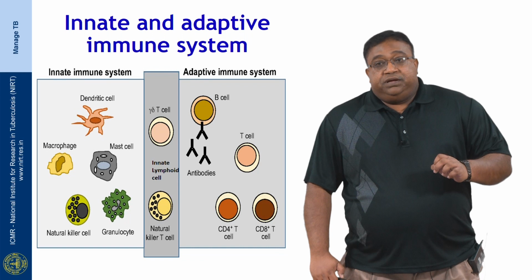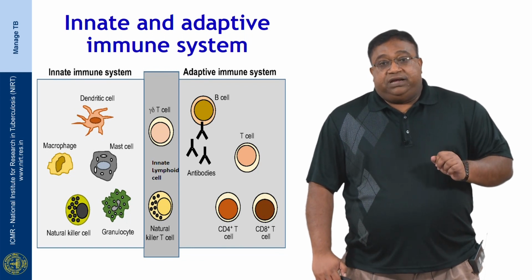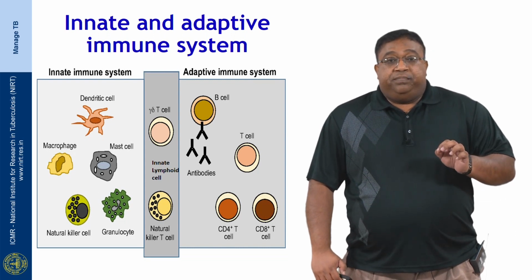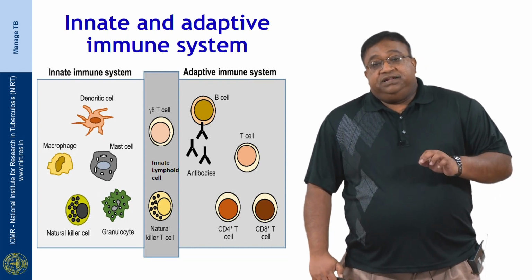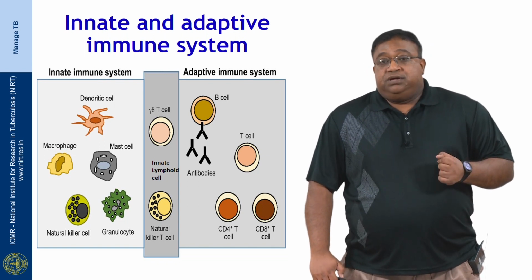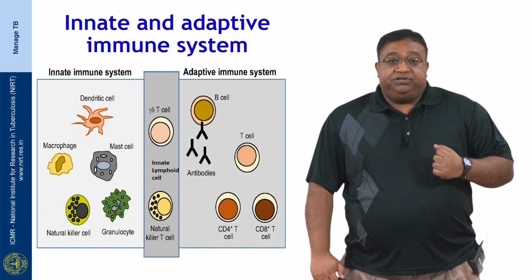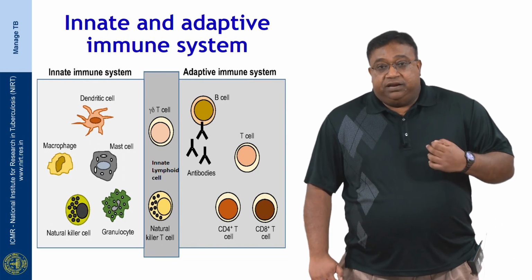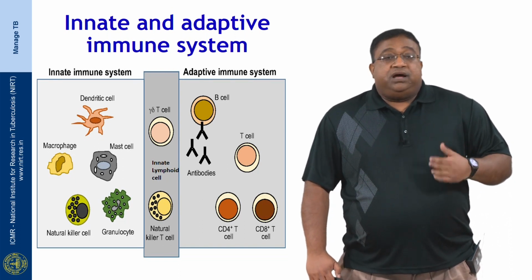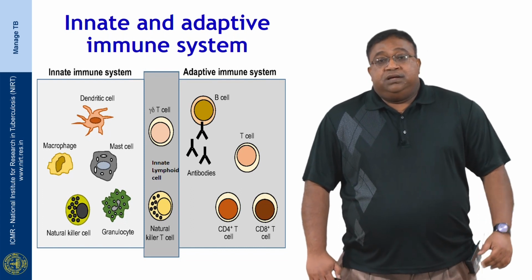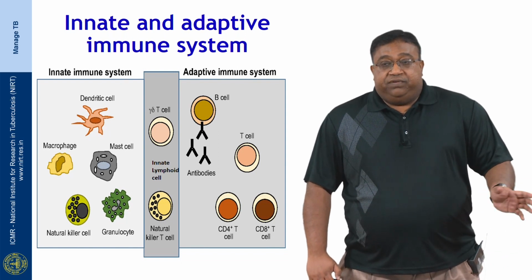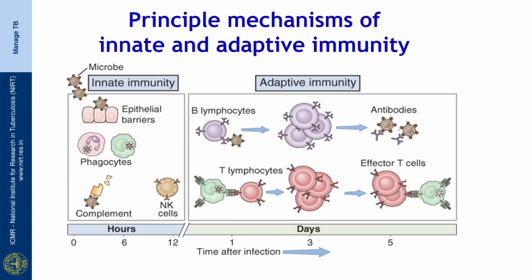The adaptive immune system is basically composed of two major cell types: the B cells, which produce antibodies and form the main component of humoral immunity, and the T cells, which come in two flavors, CD4 positive T cells and CD8 positive T cells, and which basically comprise the main component of the cell-mediated immune response. In addition, there are other cell types such as the gamma delta T cell, the innate lymphoid cell, and the natural killer T cell, which play a bridge role between the innate and adaptive immune systems.